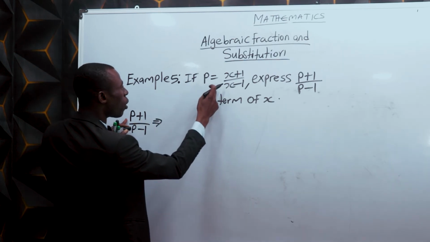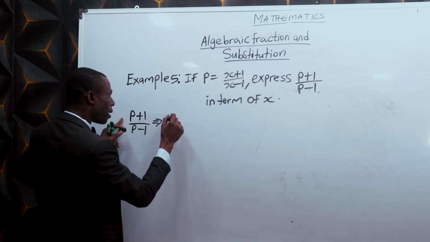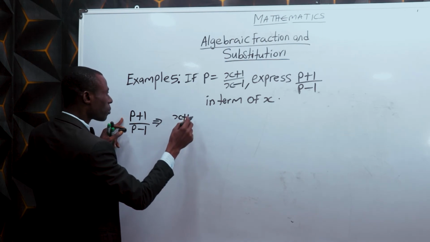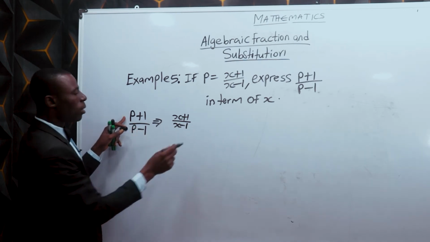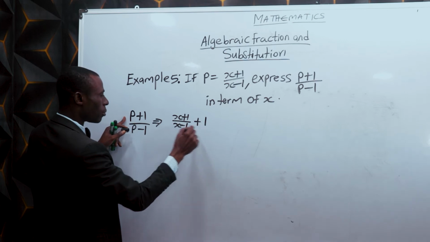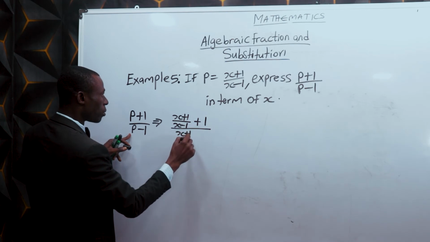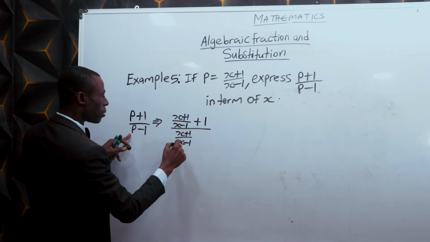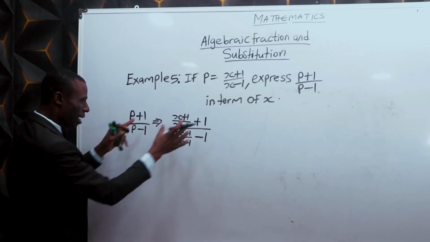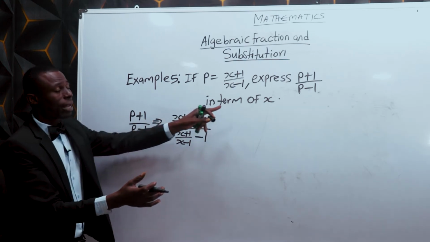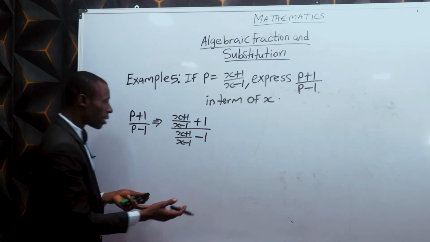In the equation, p equals x plus 1 over x minus 1. So wherever you see p, you write x plus 1 over x minus 1. That is p alone. You now say plus 1 all over, again, what is p? x plus 1 over x minus 1, minus 1. You have written this in terms of x. It is only x we see there. You don't see p again. That is it.